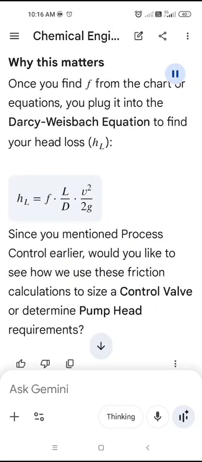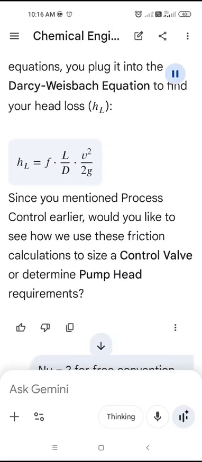Since you mentioned process control earlier, would you like to see how we use these friction calculations to size a control valve or determine pump head requirements?